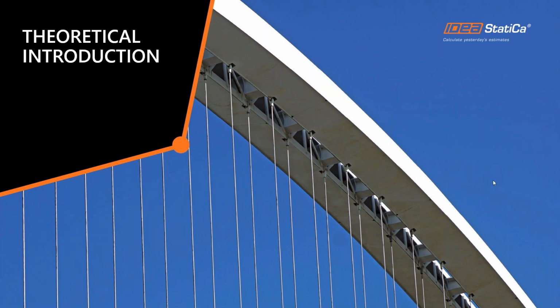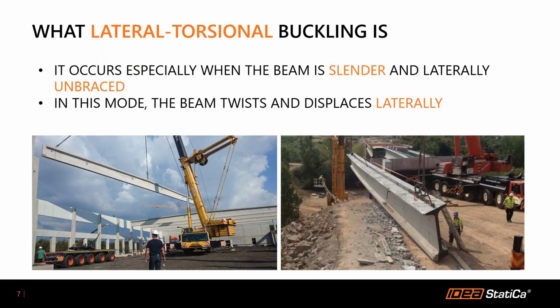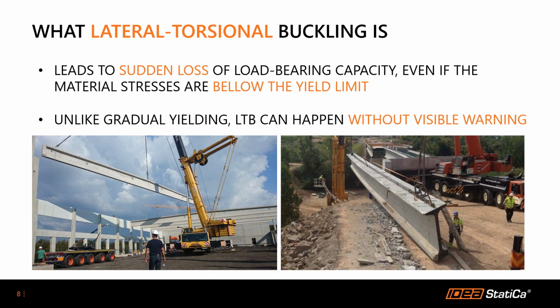And let's move to the theoretical part of our webinar, the theoretical intro. What is lateral torsional buckling? Lateral torsional buckling, or LTB in short, of precast beams is a stability failure mode that is caused by combined sideways bending and twisting. It occurs especially when the beam is slender and laterally unbraced. In this mode, the beam twists and displaces laterally. This effect leads to the sudden loss of load-bearing capacity, even if the material stresses are below the yield limit.